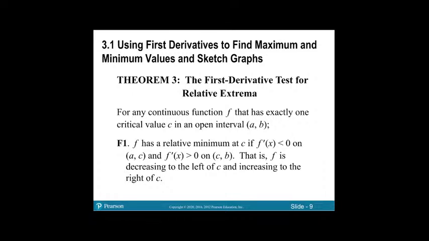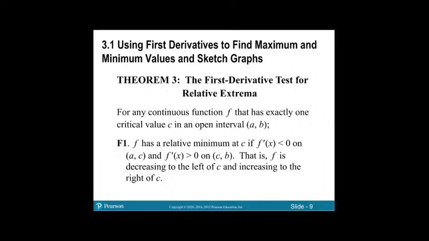F has a relative minimum at c if f prime is negative on the interval. So we have an open interval A, B, and C is somewhere between A and B. C is somewhere in that interval. We say we have a minimum value, right?